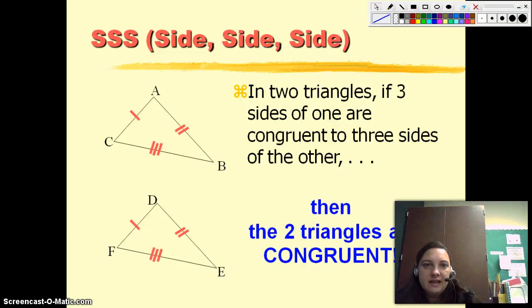Okay, our last one is side, side, side. So in two triangles, if the three sides of one triangle are congruent to the three sides of the other, then the two triangles are congruent. So you can see that we have the three sides congruent to the three sides in the other triangle. Those have to be corresponding and they have to be congruent. Side, side, side.